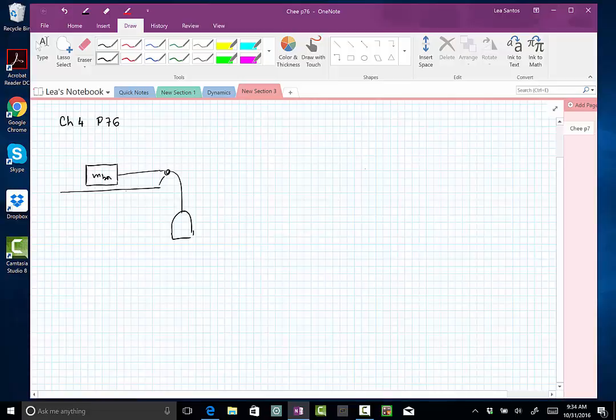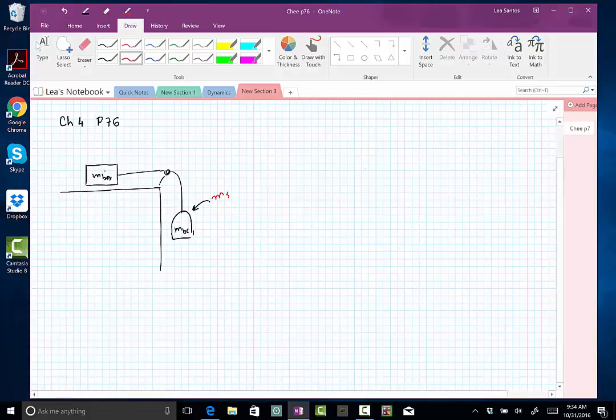This is given to us. We also have the mass of this bucket. This is given to us. And we want to know how much sand we can put inside this box, so called M_S, the mass of sand, so that this system will just start moving.